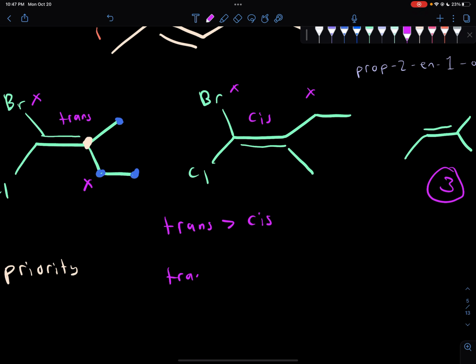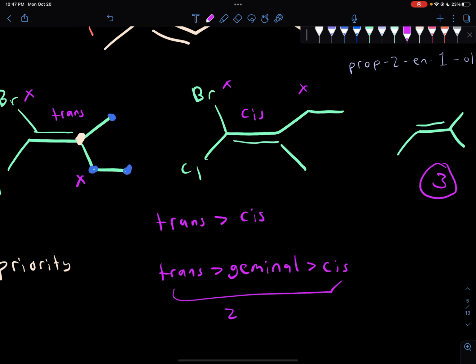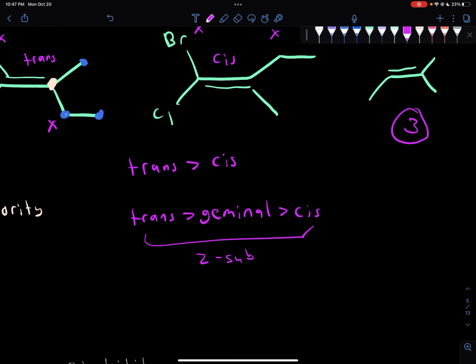And I'll mention one more thing. Trans is better than geminal, which is better than cis. But this only applies to di-substituted because geminal, by definition, you have to only have two substituents and it has to be on the same carbon. As soon as you add another substituent, it's going to be tri-substituted and you get cis and trans, right? So you can't have geminal.